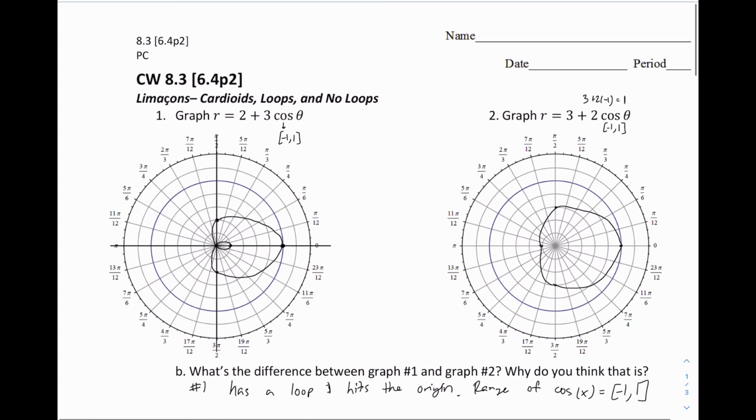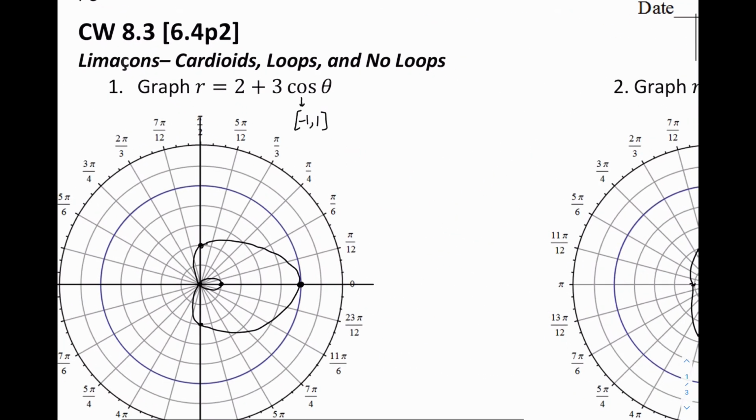So in other words, think of it like a max and a min value. Max, min. The biggest this could be is 1, and that would occur at theta equals 0. You plug that in, r would equal 5. That's our max, and we're going to see that right here.